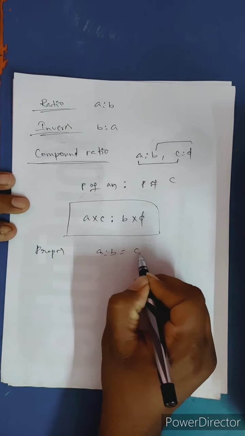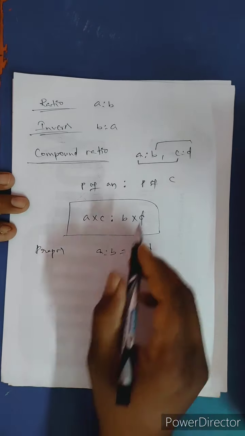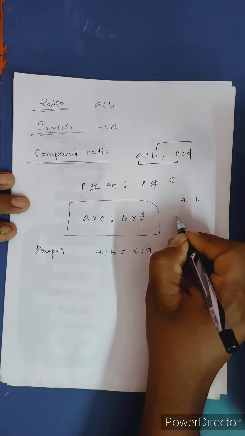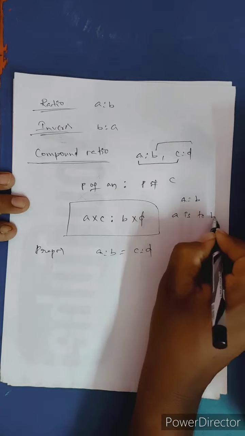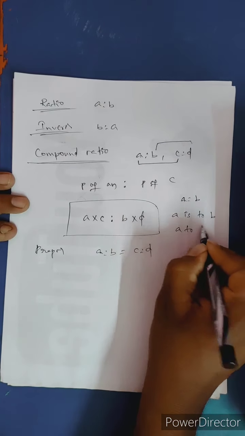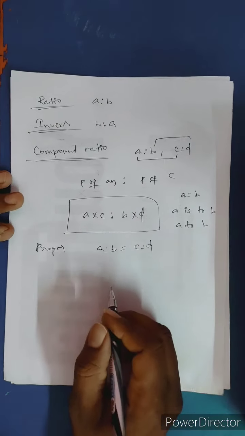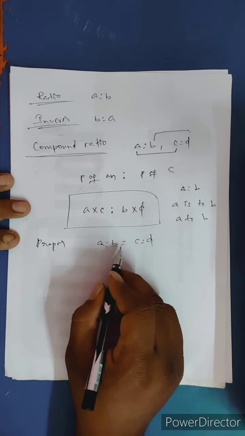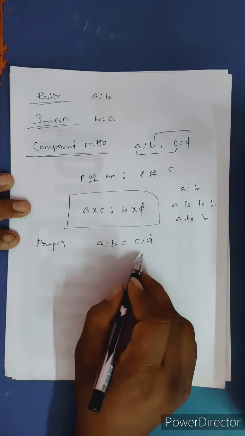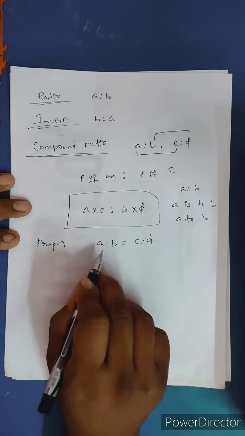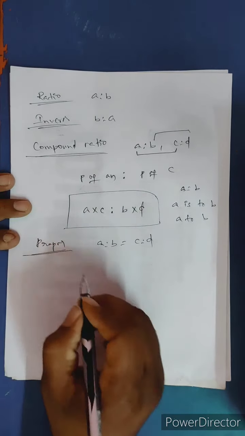Equality of two ratios is called proportion. See, A is to B, read as A is to B. We can say A to B also. Got you? Now A is to B is equal to C is to D. These two ratios are equal, so these two ratios are in a proportion.